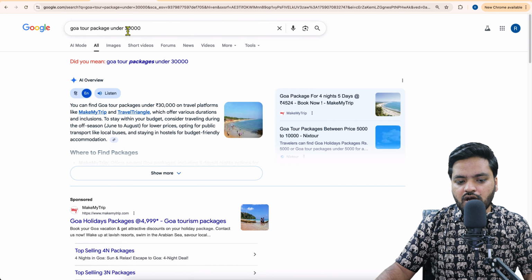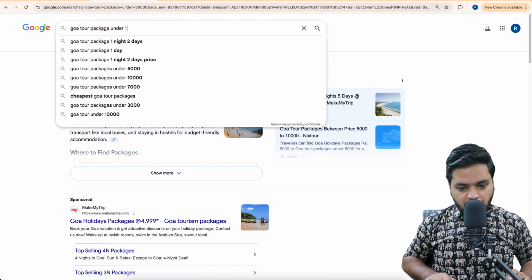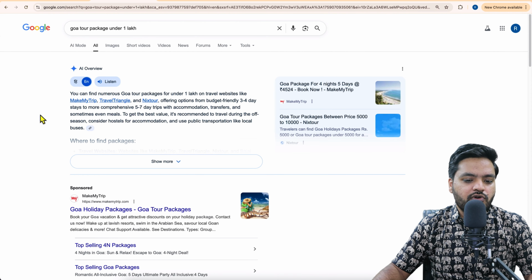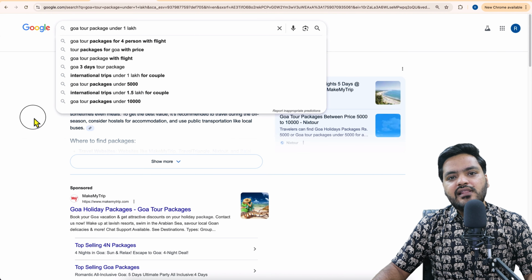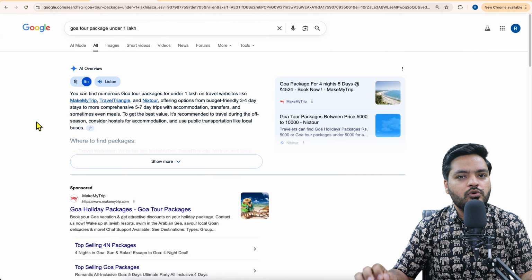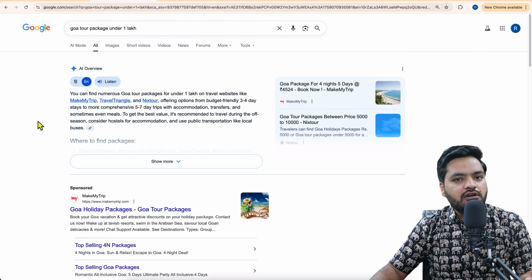Yes, if they are looking for, for example, under 1 lakh, then probably these are the right customers for you, because they are looking for a 1 lakh package. It means they are able to spend this much amount to visit Goa on a tour package.